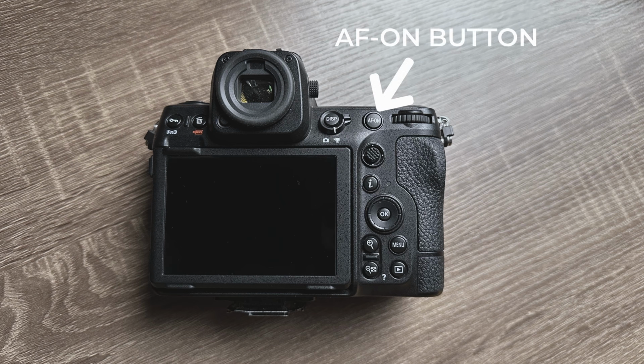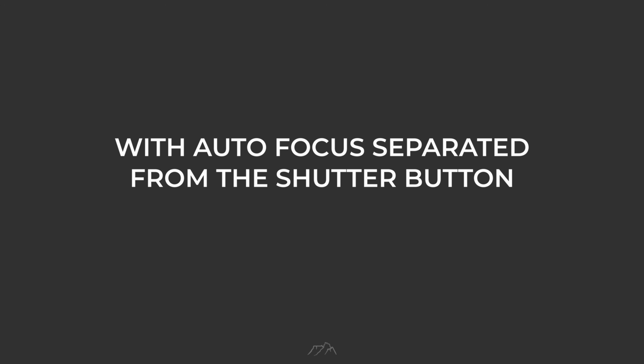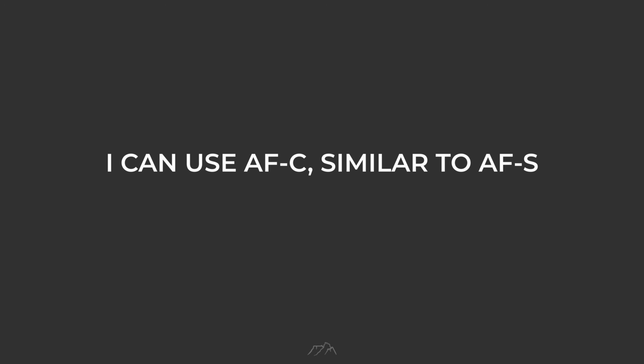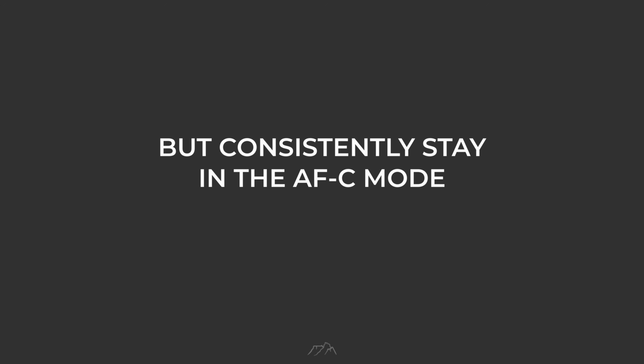It's a technique where focusing is assigned to a button on the back of the camera instead of the shutter button. This separation allows for more control over focusing. With autofocus separated from the shutter button, I can effectively use AFC similar to AFS, but consistently stay in the AFC mode. Using the back button, I can focus on a subject, release the back button focus, and recompose the photo knowing the focus won't shift. To engage focus again, I simply press the back button.